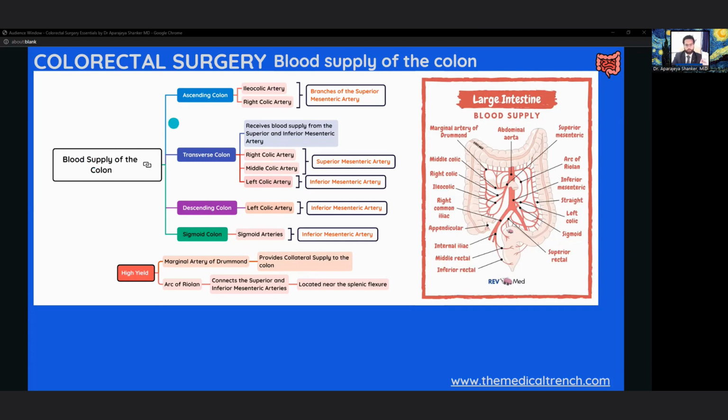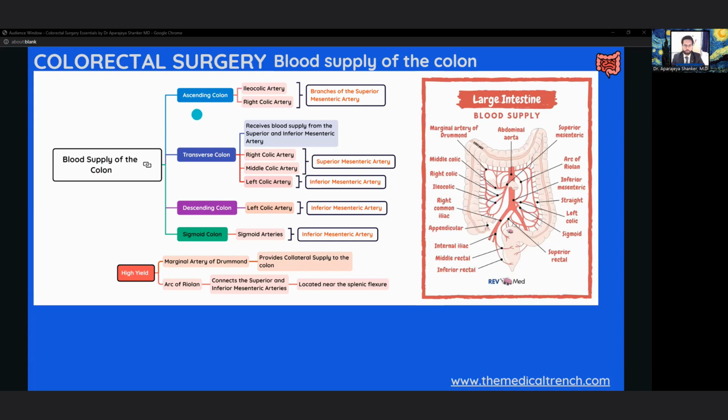What I have done is to divide the segments of the intestine with their relevant blood supply. So the ascending colon is supplied by the ileocolic artery as well as the right colic artery, which are direct branches of the superior mesenteric artery, right? If you see this image here, you see that the superior mesenteric artery is coming down like this, and it has a right colic, middle colic, and ileocolic branch.